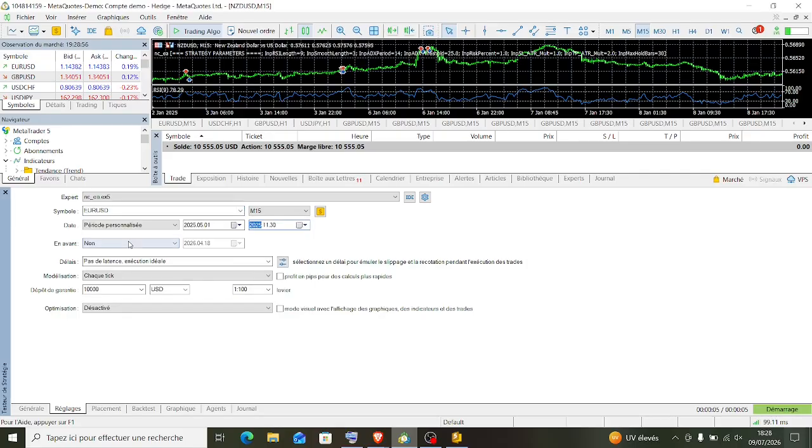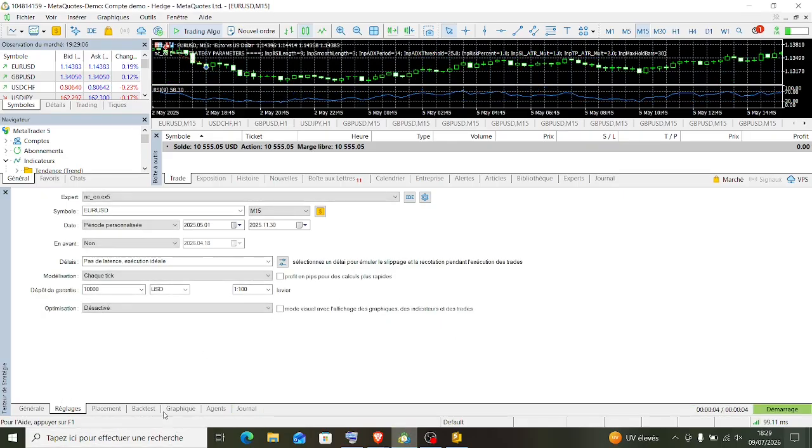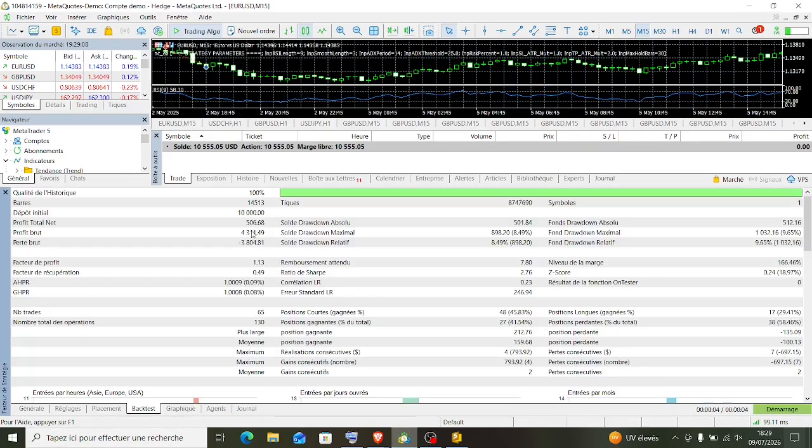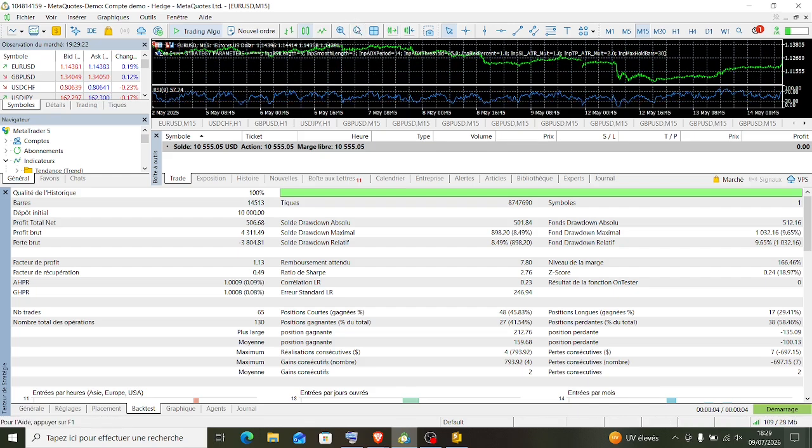I tested EURUSD on the 15-minute chart. Profit factor 1.13. Gross profit $4,311. Net profit $506. Risk metrics. Max drawdown 8.49%. Sharpe ratio 2.76. This Sharpe ratio is higher than the H1 chart. The M15 timeframe is actually smoother for this strategy.